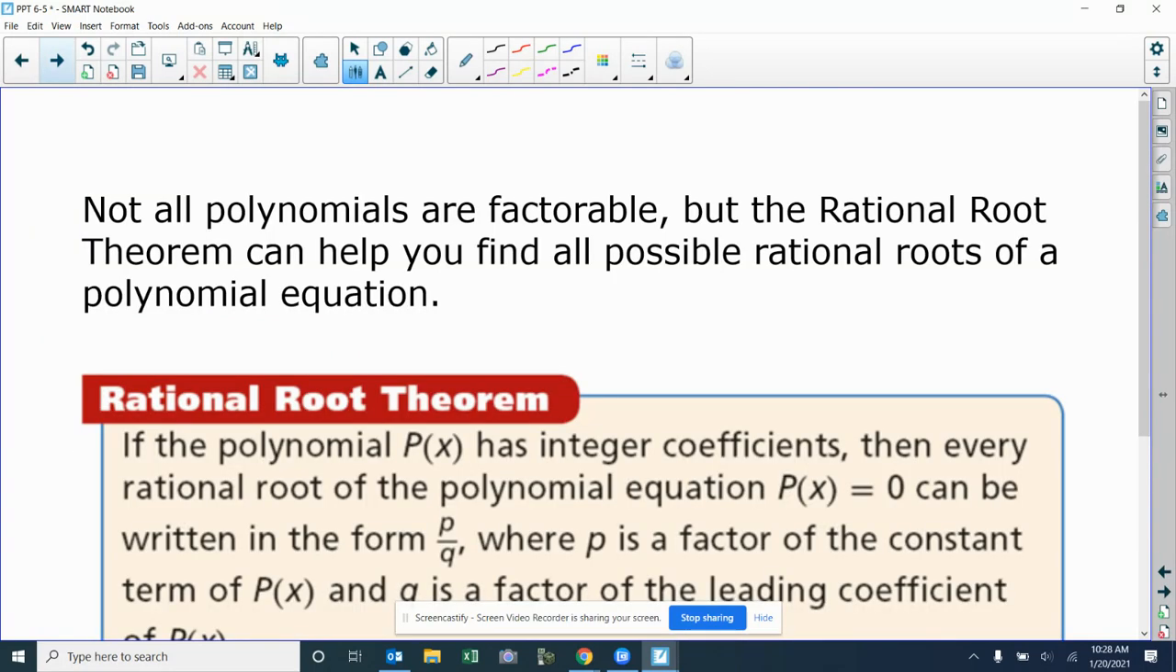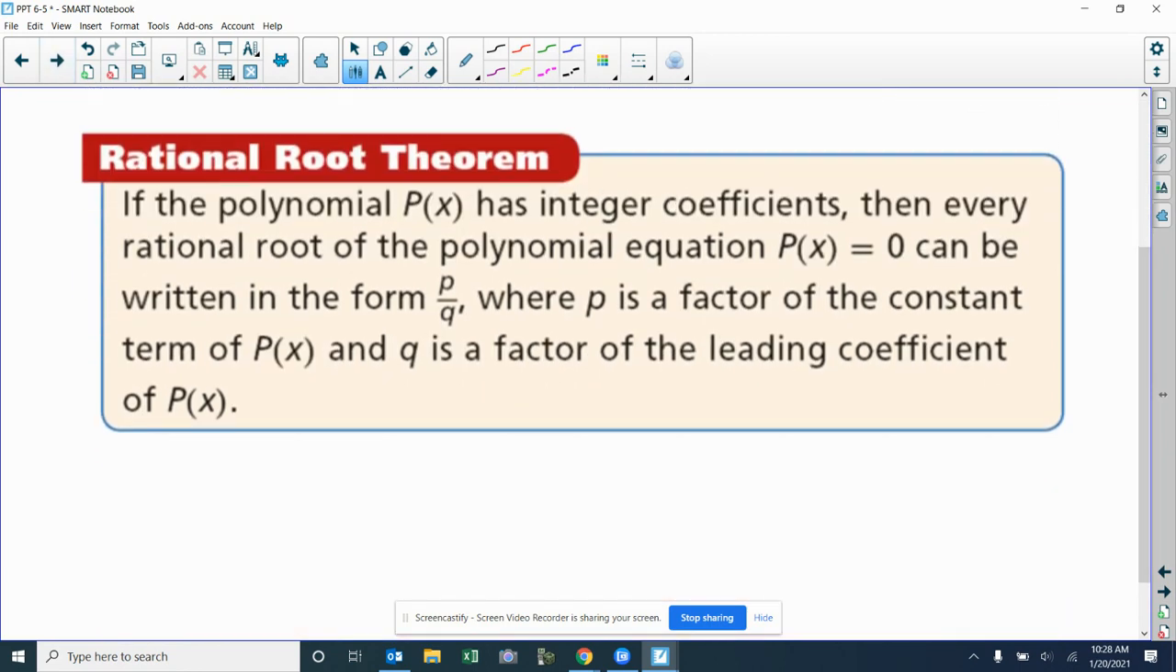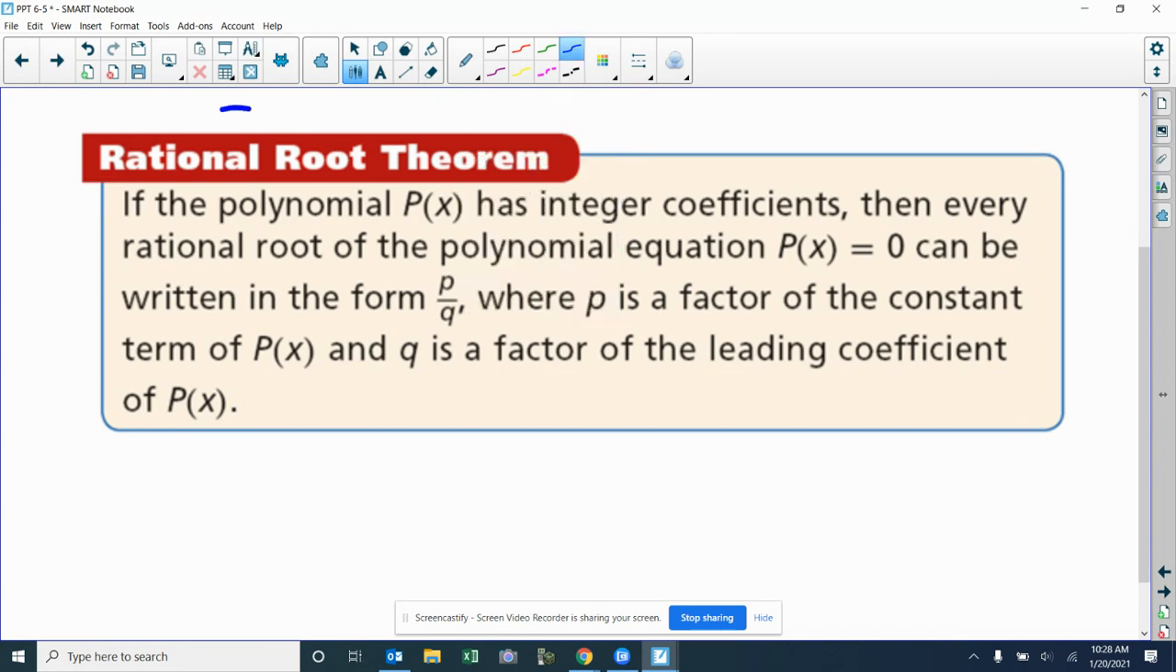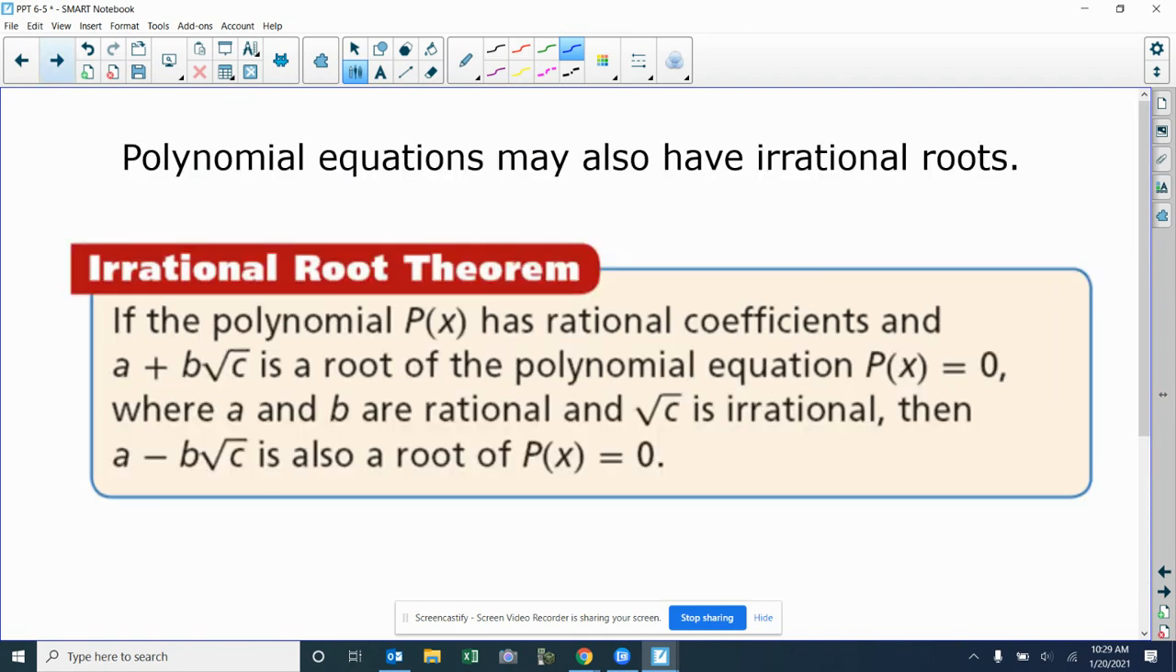All right. Next part is the rational root theorem. And this is really what we want to get to today. It states that if a polynomial has integer coefficients, every rational root can be found by P over Q, where P is the constant factor, your last one, divided by all the factors of Q. I don't think you need to write this down. We're going to put this in play.